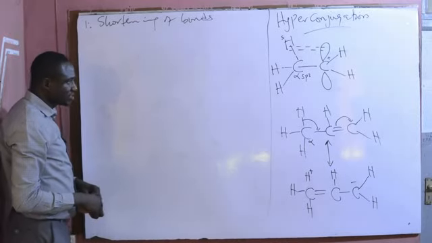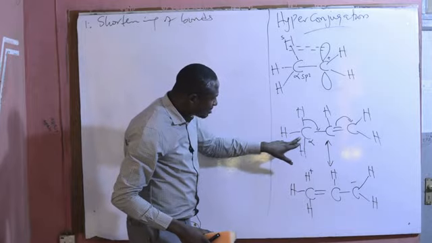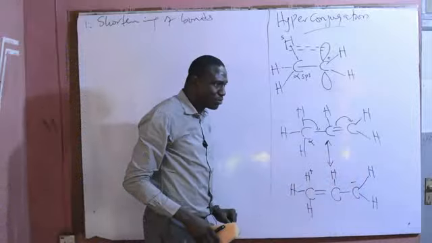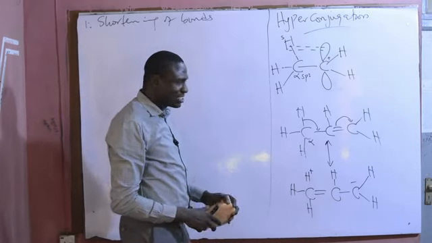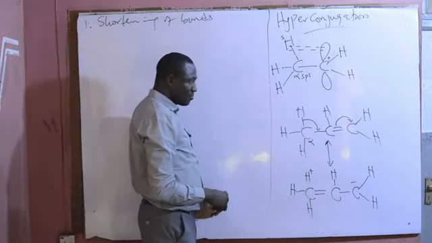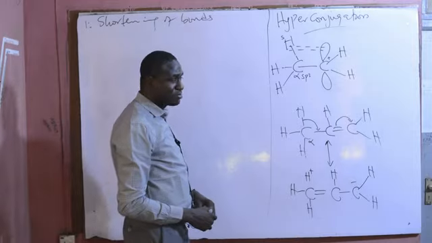Shortening of bonds. If you look at propene, for instance, the bond length of a carbon-carbon single bond is longer than that of a carbon-carbon double bond. I've taught you hybridization in one of the earlier episodes, I think episodes 2 and 3. You may go and watch those episodes again to understand what I mean by hybridization.